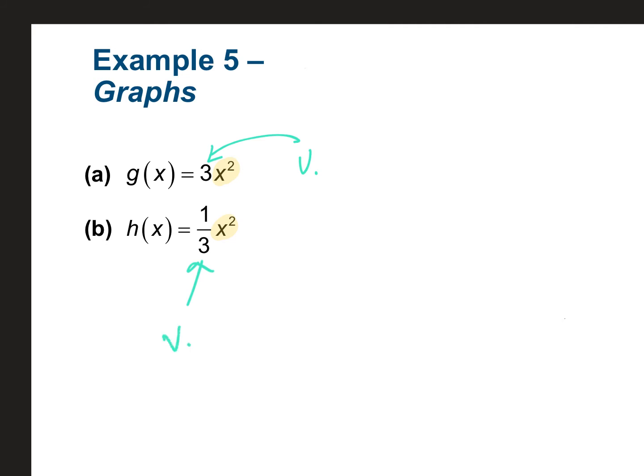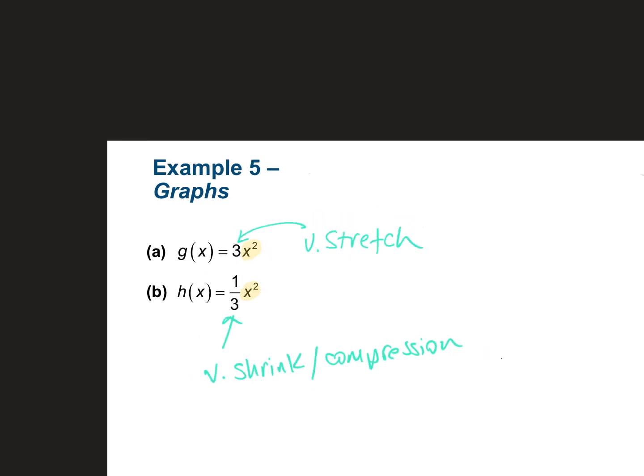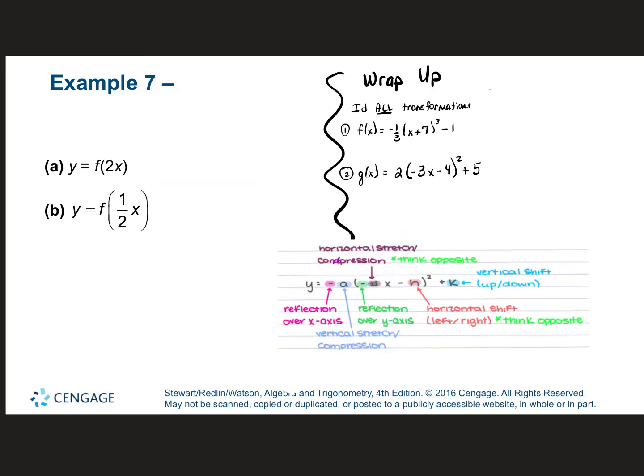Now, a number greater than 1, vertical, is going to do what? Stretch or shrink? Stretch. Good. It's going to pull it up, make it taller, skinnier. It's going to pull it from the top of the y-axis. A vertical shrink or compression is going to smush your graph down. It's going to make it wider. So you can call this a vertical shrink or compression, whichever you want to. Whichever one works best for you. All right?